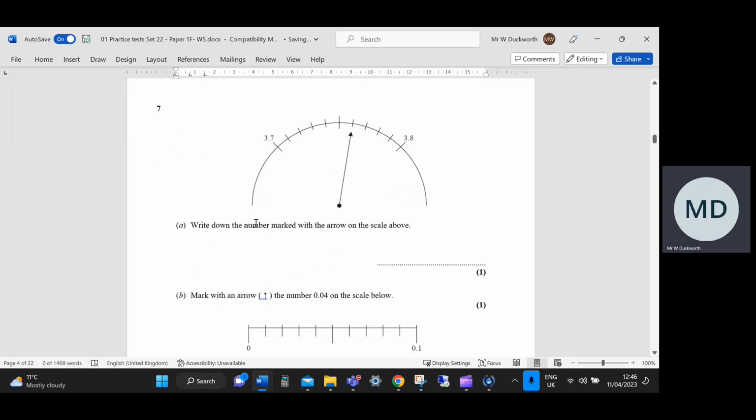Okay, question 7. Write down the number marked with the arrow on the scale. Okay, so we've got 3.7 shown here, 3.8 shown here. So the middle part would be 3.75. And then just checking what these go up in. So how many steps we've got between that point and that point. We've got 1, 2, 3, 4, 5 steps. So each one is going to be worth 0.01. So that's going to be 3.76.